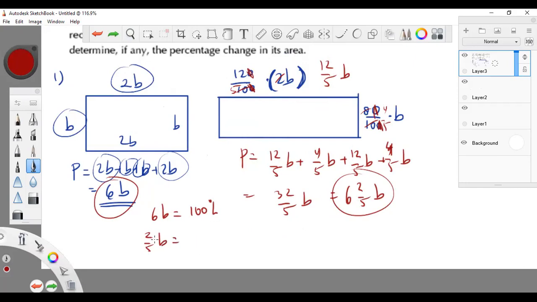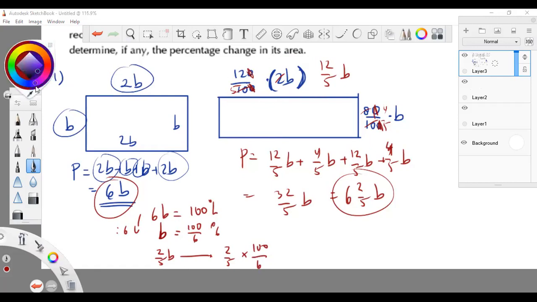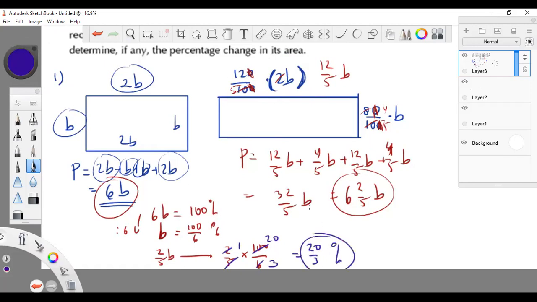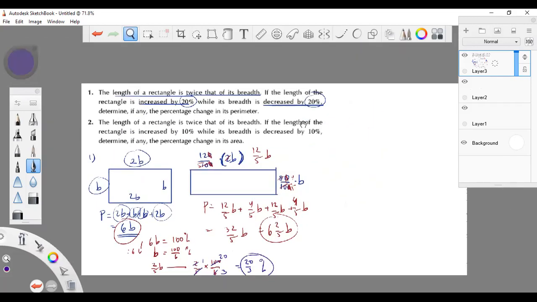You have to pick 1 first. This is 1, so you divide by 6b, right? 1 divided by 6, and this also divided by 6, 100 over 6. So here will be 2 over 5 times 100 over 6% in change. So the answer will be, this is 20, this is 1, this is 3. So the change is 20 over 3% on the perimeter. Pay attention on perimeter.